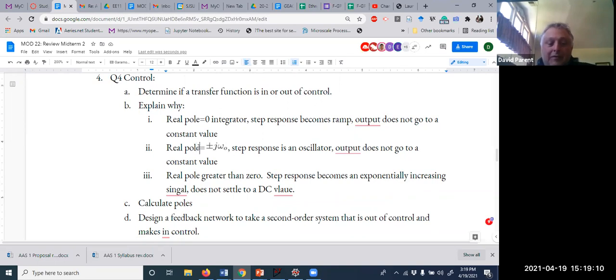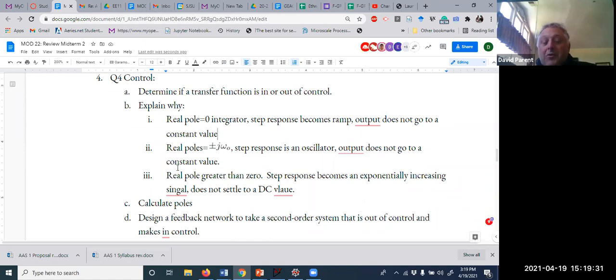You could have real poles at plus or minus, because that's a pair at plus or minus j omega, and the step response of that is an oscillator. Output does not go to a constant value. And believe me, just as a gentle hint, make sure you're using your own words on this. This is kind of like a cheat sheet, if you will.